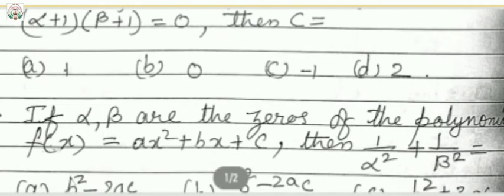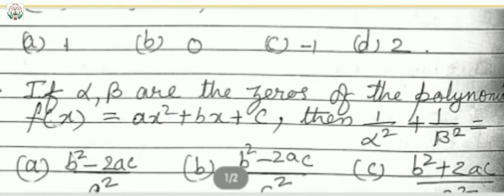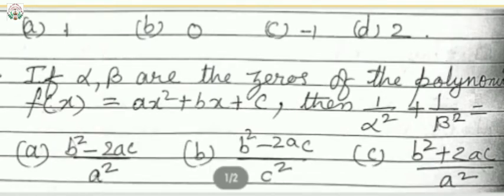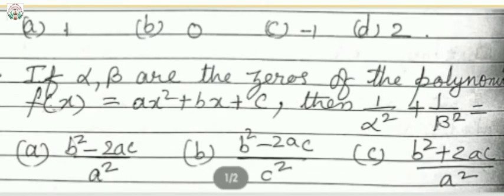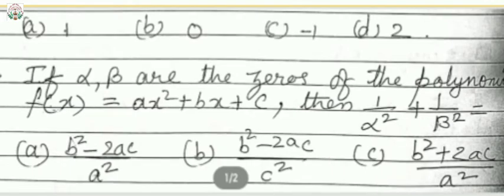Now after that, the fourth question is, if alpha, beta are the zeros of the polynomial f of x equals ax square plus bx plus c, then 1 upon alpha square plus 1 upon beta square equals to. So now from here alpha and beta are the zeros, so the sum of the zeros will be minus b upon a, and the product of the zeros, that is alpha into beta, will be equal to c upon a.